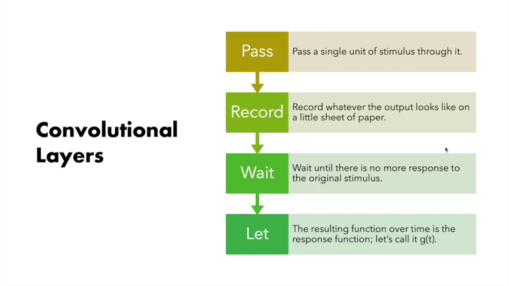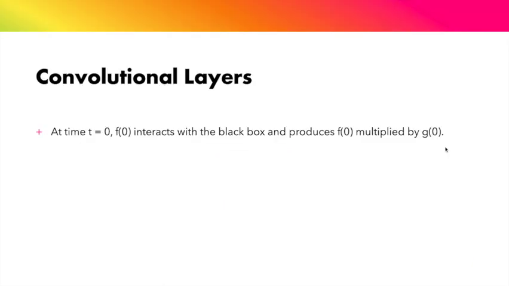Let's imagine we have a black box, and to see what the black box does, we pass a single unit of stimulus through it. Then we record whatever the output looks like on a little sheet of paper. We wait until there's no more response to the original stimulus, and then the resulting function over time is the response function, and let's call it g of t. Now, imagine we have some crazy wild signal called f of t. We proceed and feed it to the black box.